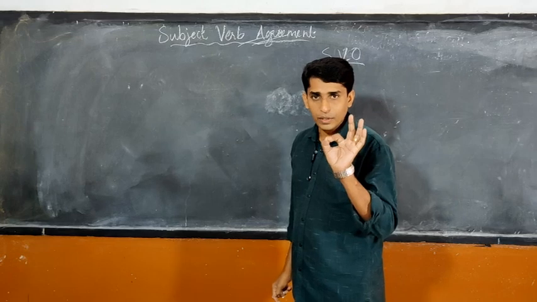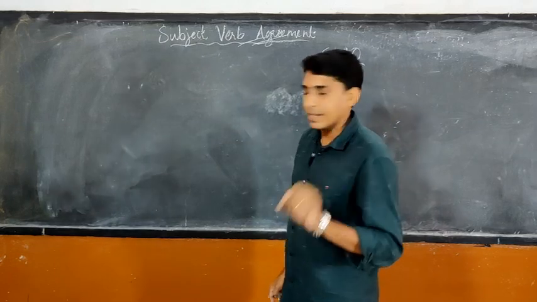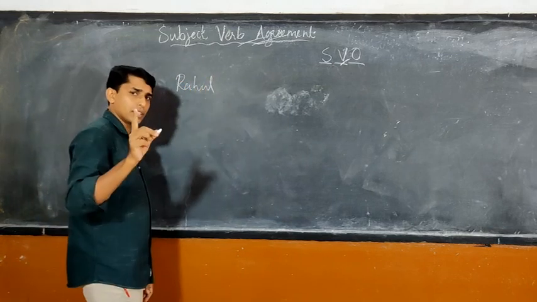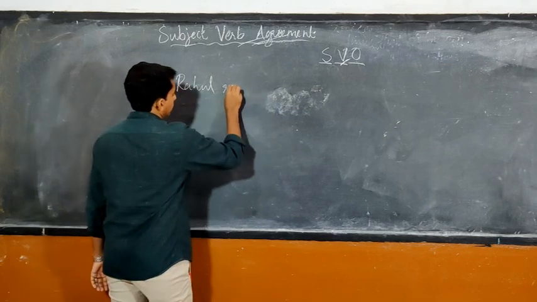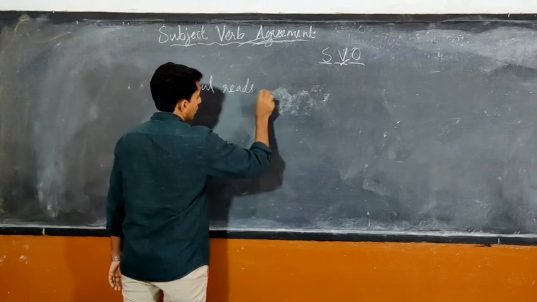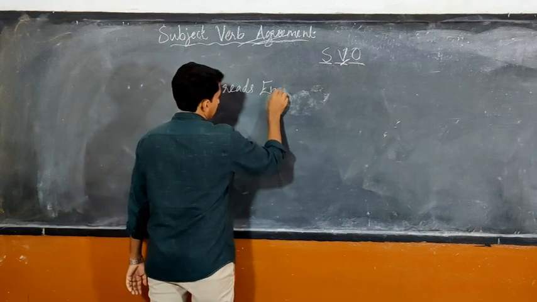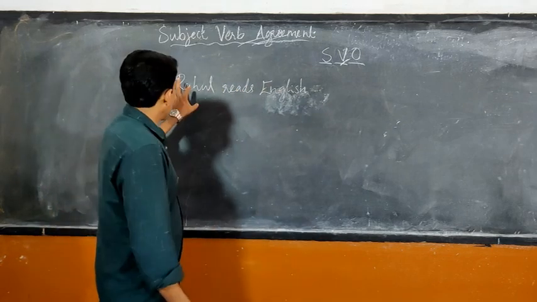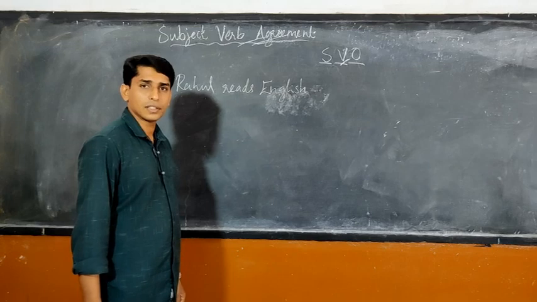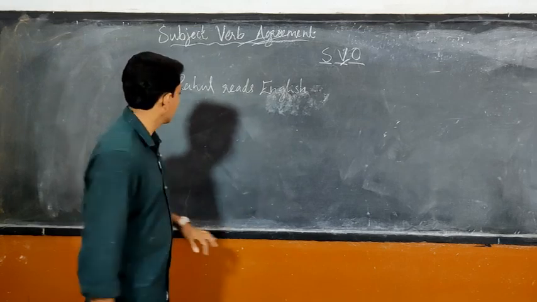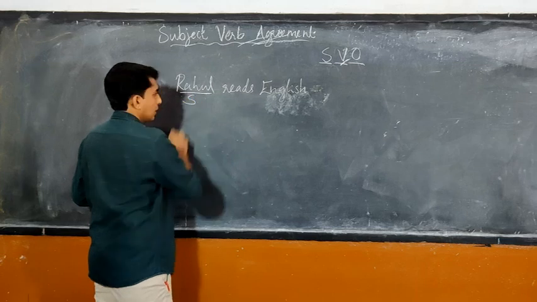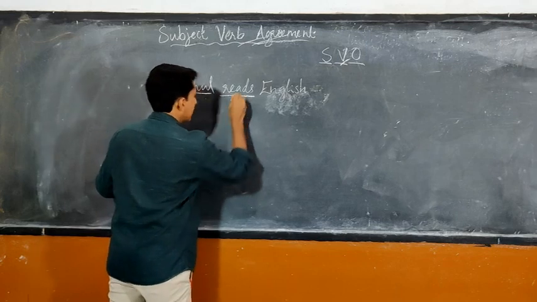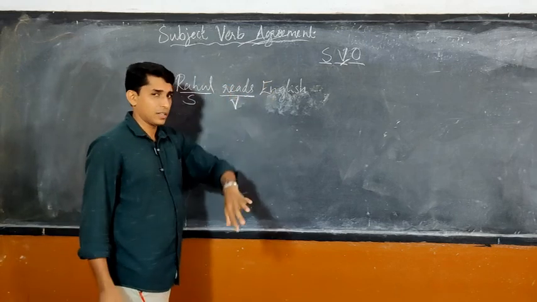I will write a sentence. Then we will discuss what it is. Rahul, let's take a boy for example. Reads English. As our subject is English, we will use the same subject. Rahul reads English. Right? Rahul reads English. Subject is Rahul. Verb is reads. English is the object, leave it. That we will see in the next section.